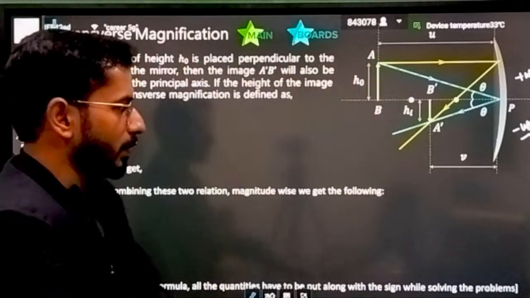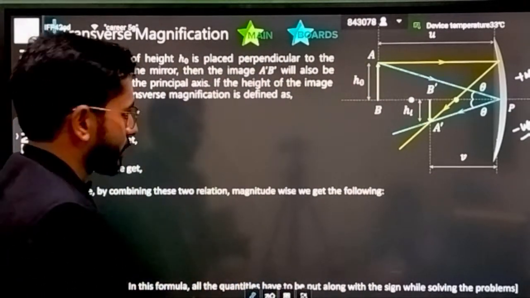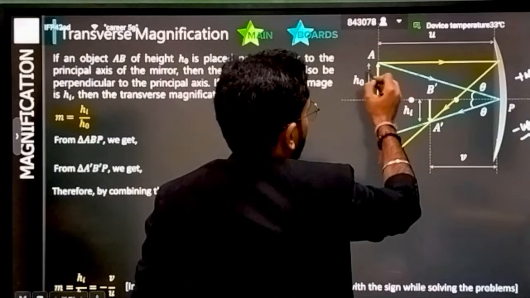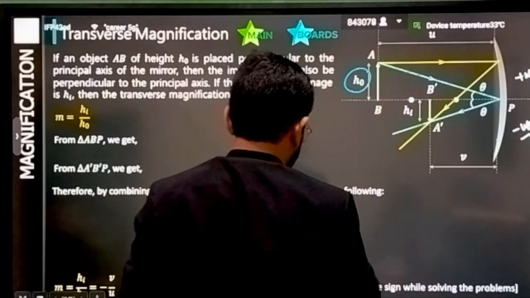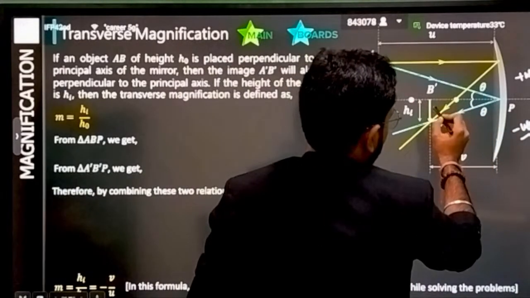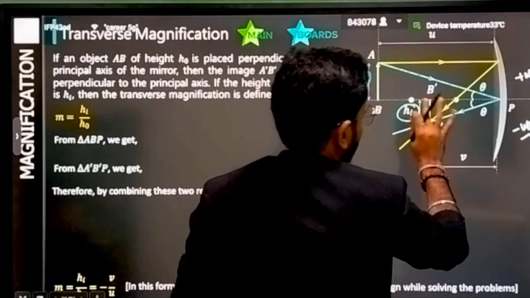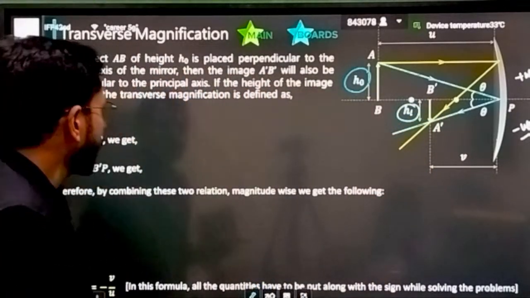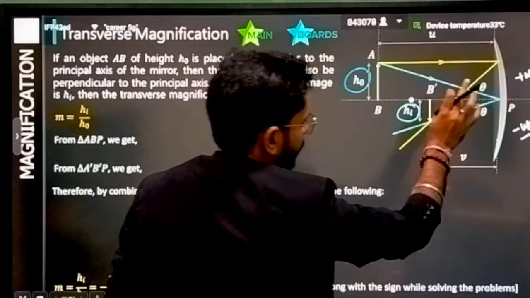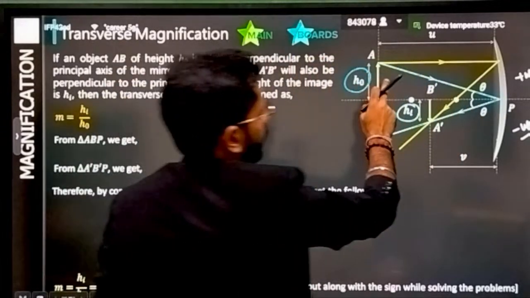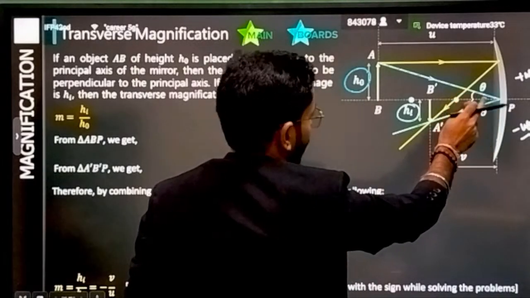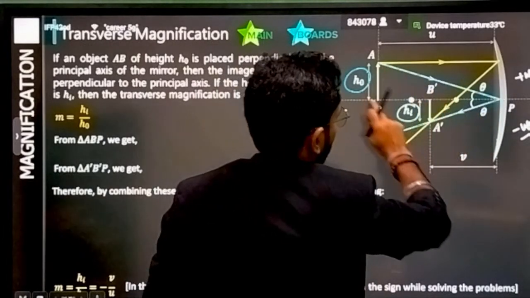So there is a formula that you have to remember. And what is that formula? Let's see. Here is a diagram that is drawn properly. Here is the object that you are having, h naught, which represents the height of the object. And after the ray diagram, it is reflected that you are having the image somewhat like this. This is hi. So in triangle ABP, these triangles are very, very important.